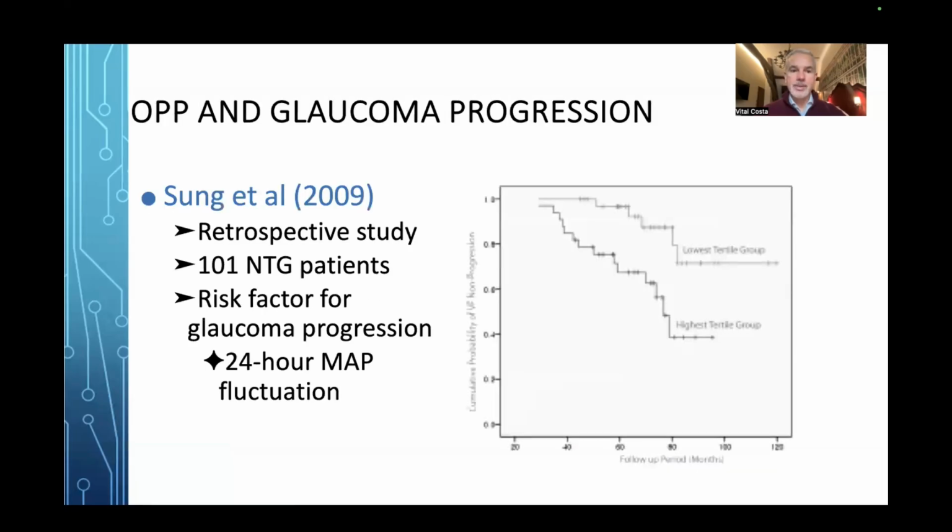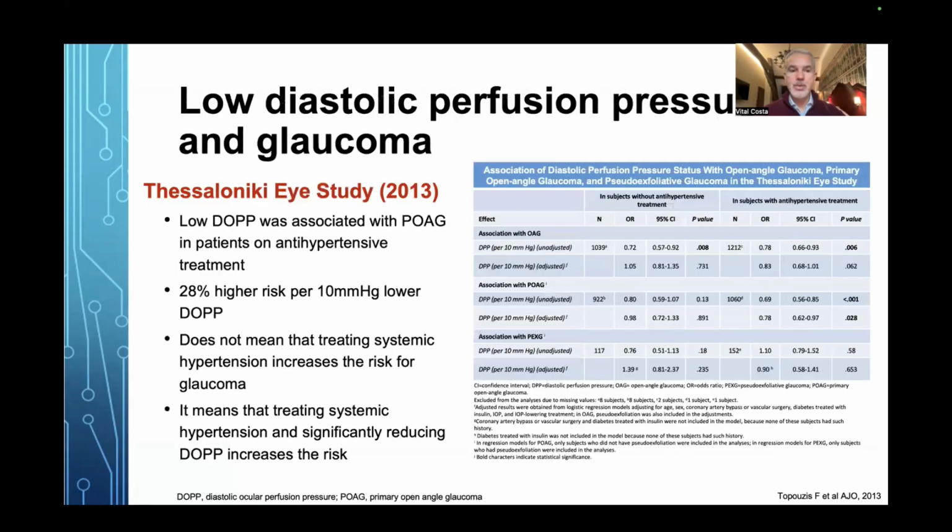Also, in the study that we have shown before, the Korean retrospective study evaluating 101 patients with normal tension glaucoma, the 24-hour mean arterial pressure fluctuation was a risk factor for glaucoma progression. Finally, in the Thessaloniki eye study, low diastolic ocular perfusion pressure was associated with primary open-angle glaucoma in patients on antihypertensive treatment. There was a 28% higher risk per 10 millimeters lower diastolic ocular perfusion pressure.